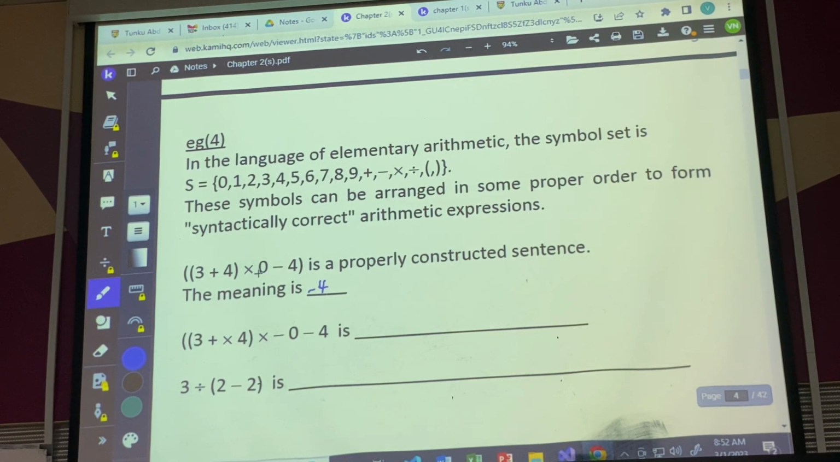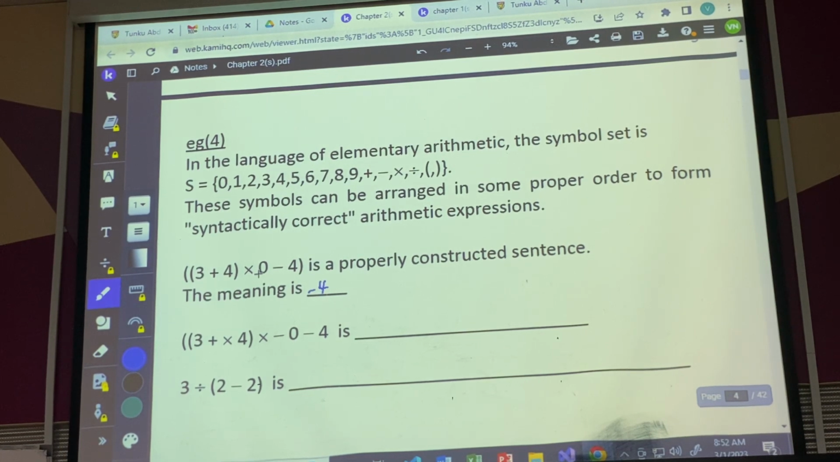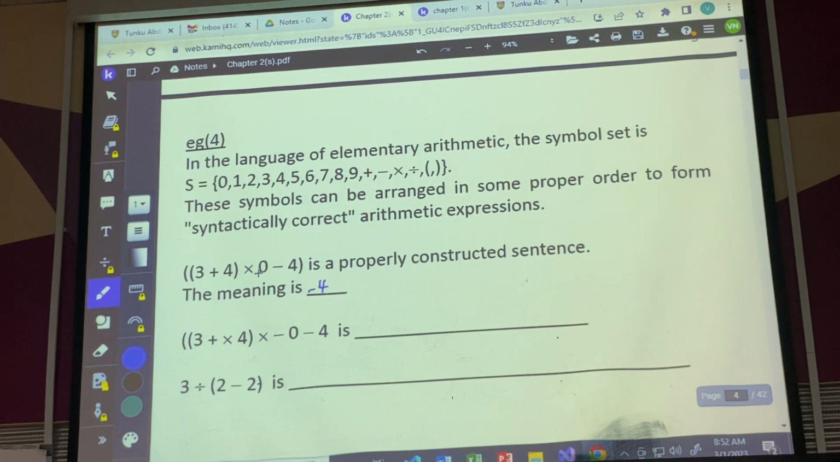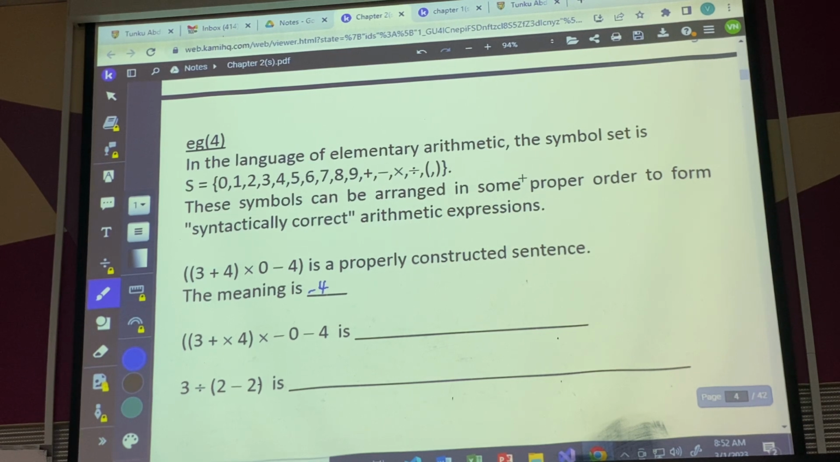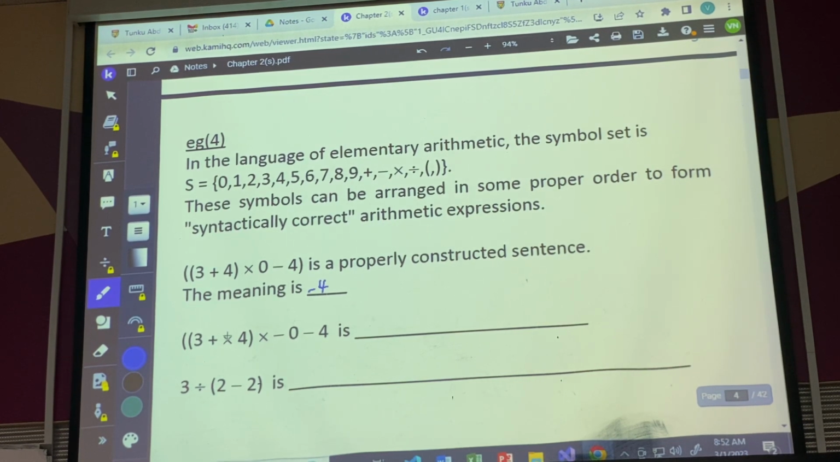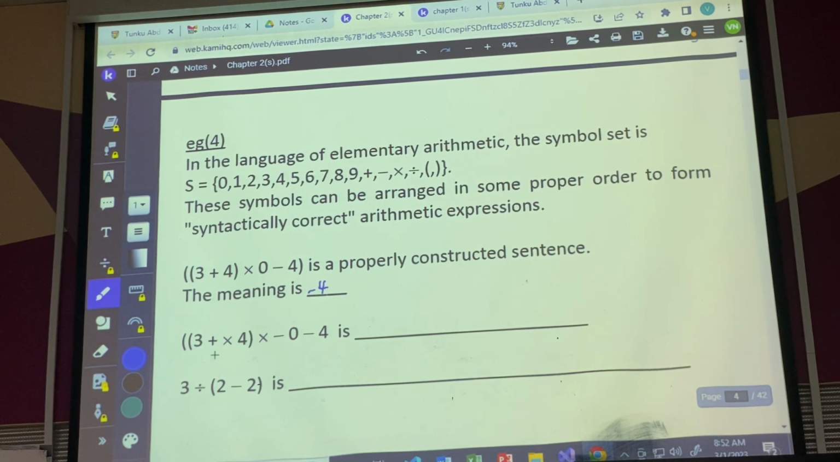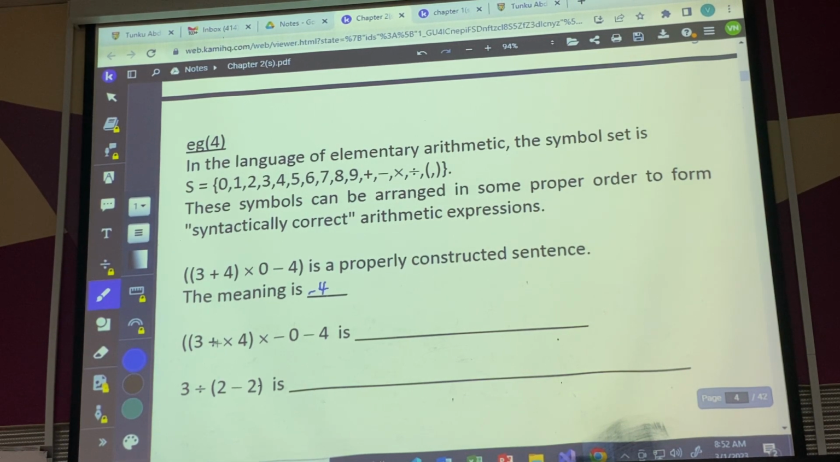Why? Because of what? Plus and multiply together, right? You can only have one operator in between the two numbers, correct or not? So here you already have two operators together. Okay, so this is not a properly constructed sentence.